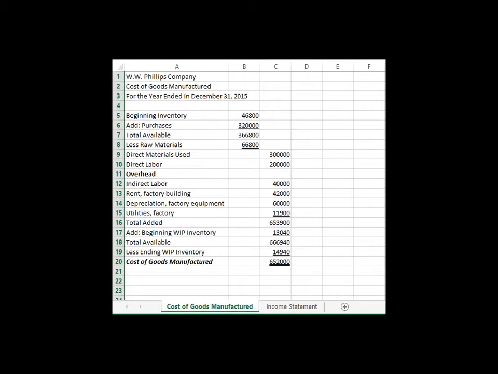And also, after you get total added, which is total of direct materials used plus direct labor plus overhead, you add the beginning work in process inventory to get the total available, and you subtract the ending work in process inventory to get the bottom line, which is cost of goods manufactured. Therefore, the cost of goods manufactured is $652,000.